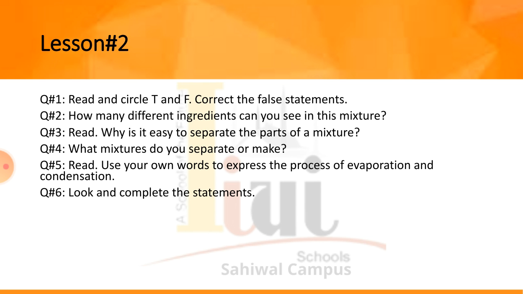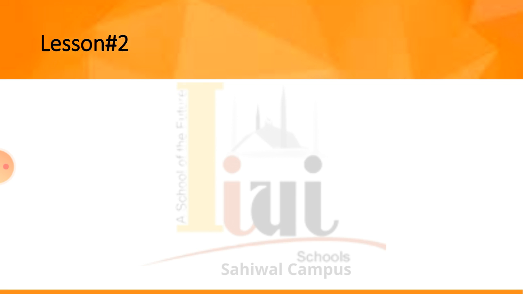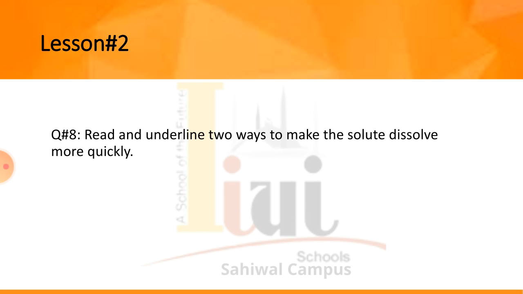Question number 6. Look and complete the statements. On page number 70, you have 3 statements. You have to look at these pictures and complete these statements. Question number 7. Read, which substance is the solvent and which one is the solute. So on page number 71, definitions of solvent and solute are given. So you can read it and then label which substance is the solvent and the one which is the solute.